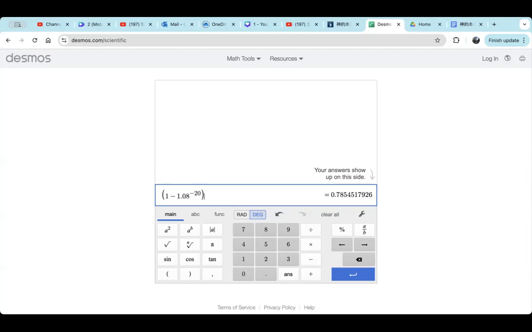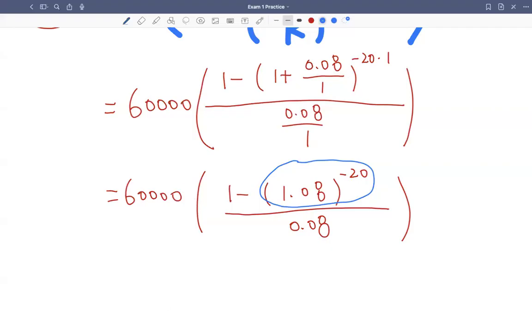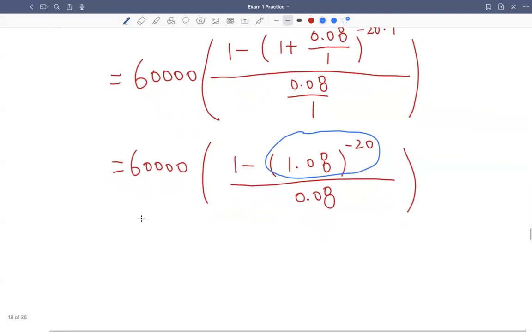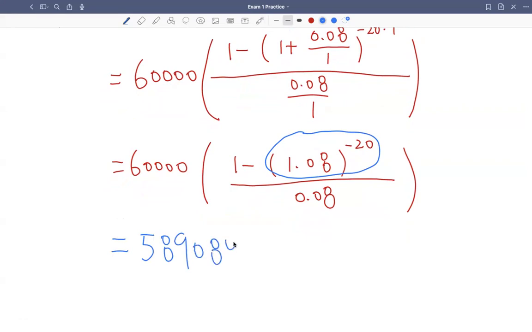All right, so now let's go back to the other screen. Good notes. Let's write down the amount of money to start with before we withdraw anything. So we need to have in the account $589,088.84, or maybe 85 cents.